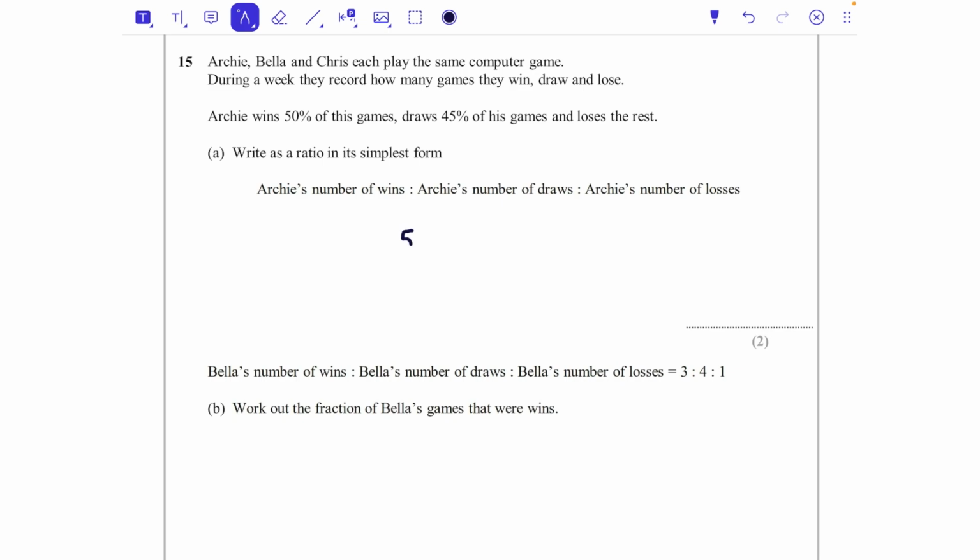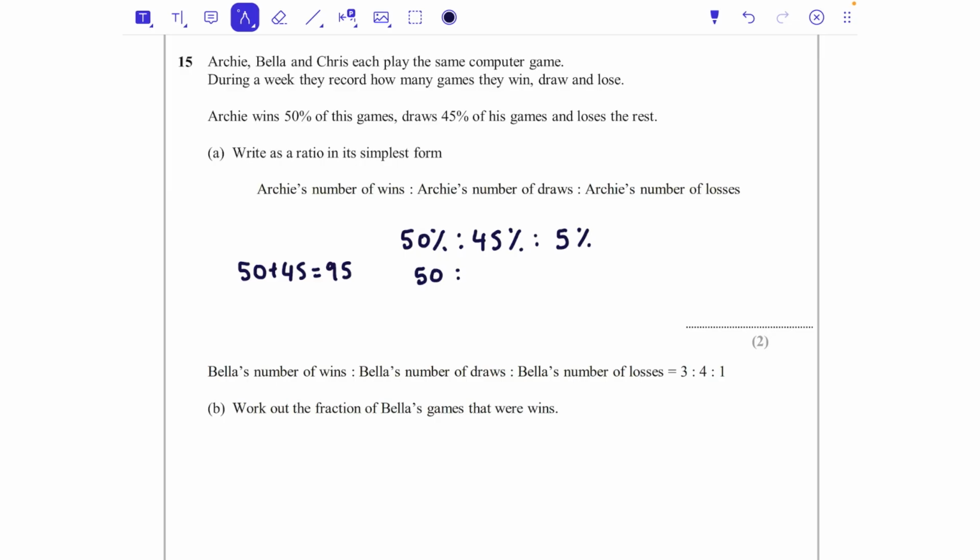So we know that he wins 50% of the time. We know that he draws 45% of the time. But we don't know how much he loses. But we do know that the percentage would need to add up to 100% of his games. So we've got 50 add 45 so far, which is 95%. So what's left must be 5%. Now we need to write that ratio in its simplest form.